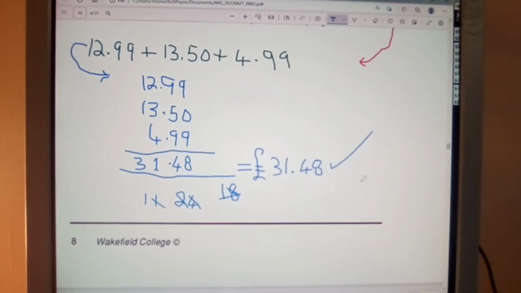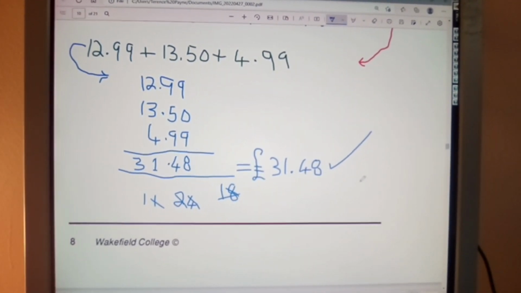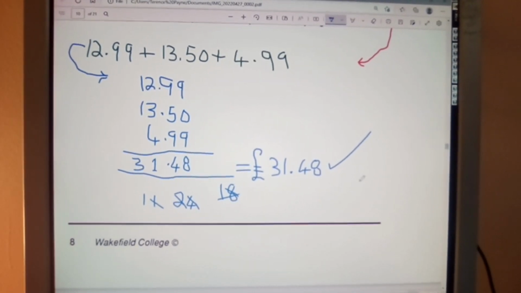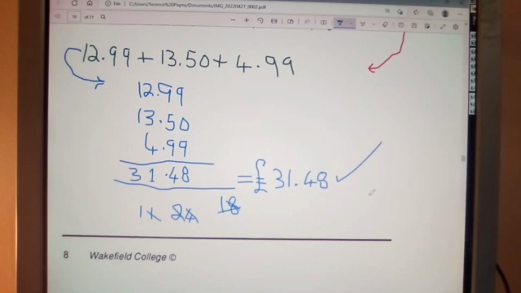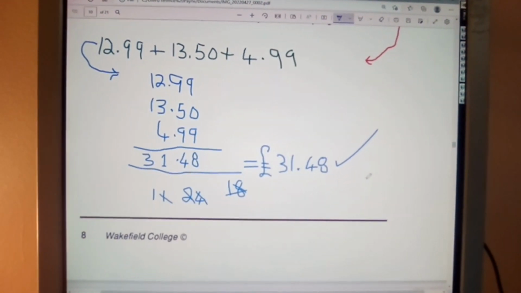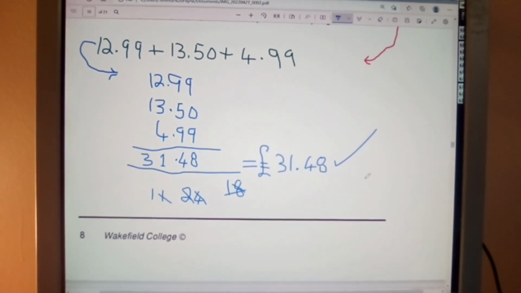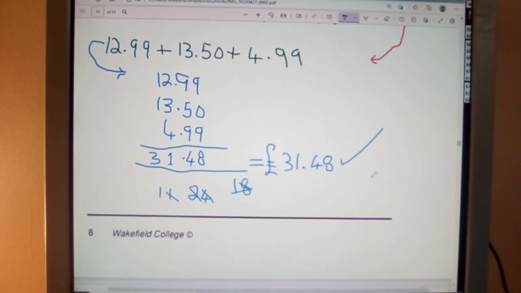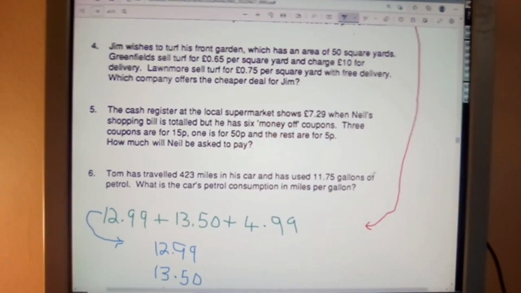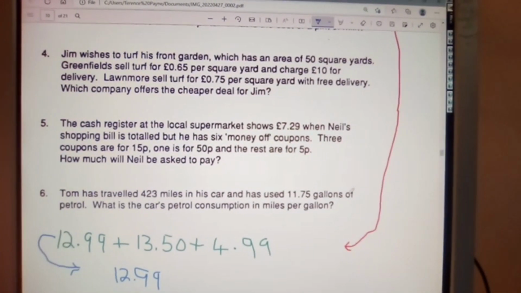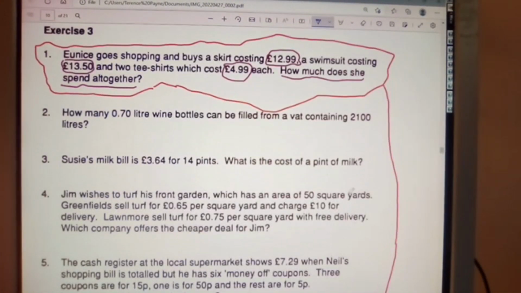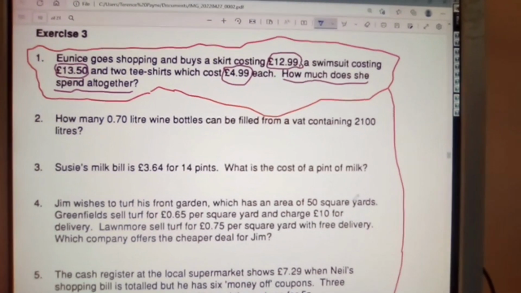Now, extrapolate means to extract, to take from information that has been given to you. Now, let's make sure you can see everything that we need to be looking at. Okay, and that is a question we have been working on.